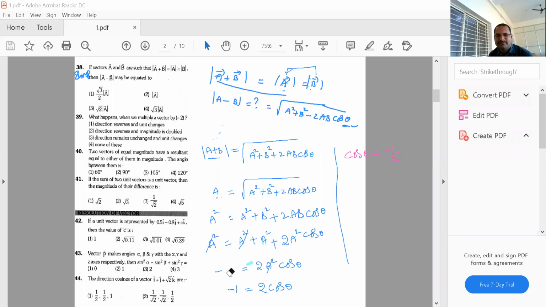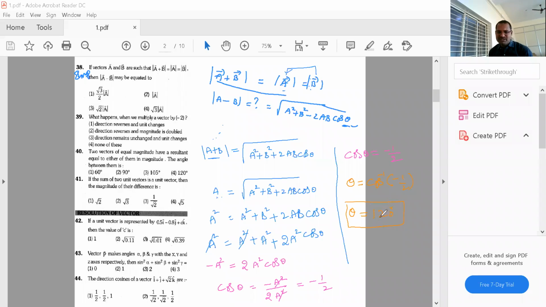Eraser I'll take. So minus a square is equal to 2a square cos theta. And what is cos theta? Cos theta is minus a square by 2a square. Now this a square cancels. You are getting minus 1 by 2. Now okay? Then cos theta is equal to minus 1 by 2 you got. So minus 1 by 2, where will you get it? When theta is equal to cos inverse of minus 1 by 2. You will get it at an angle of 120 degrees. Cos 120 degrees is minus 1 by 2.